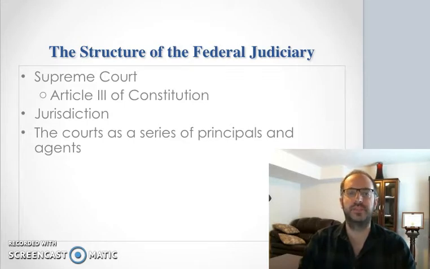So, now some words about the structure of the federal judiciary. The Supreme Court is the only real part of the judiciary discussed in Article 3 of the Constitution, with the idea that lower courts shall be created as needed. In the aforementioned Judiciary Act of 1789, Congress set up various lower courts that would take some of the caseload away from the Supreme Court and make things run more smoothly in general.